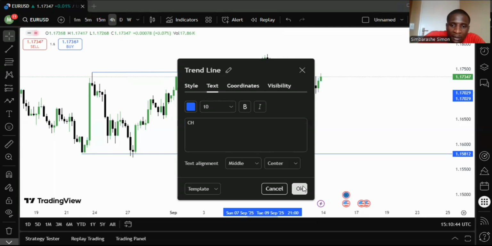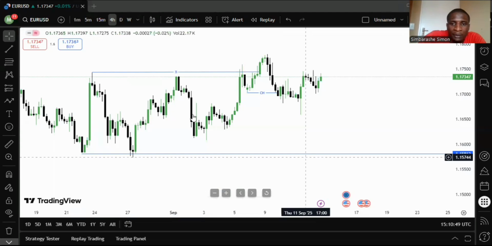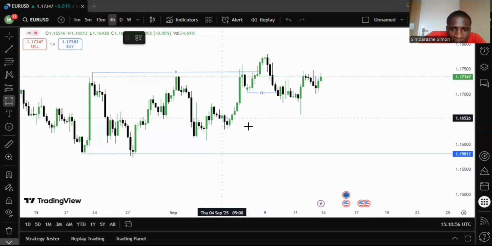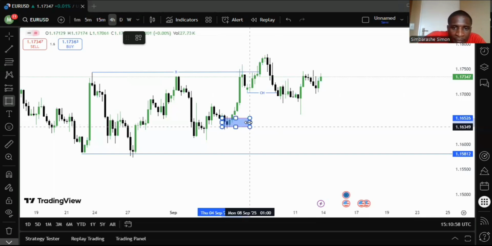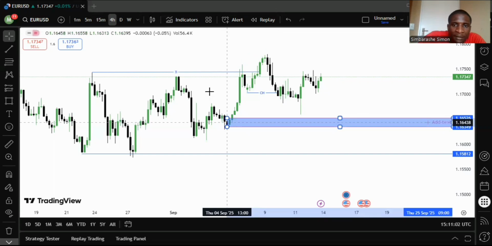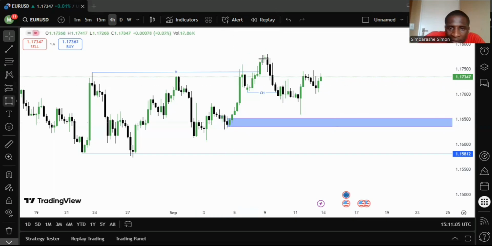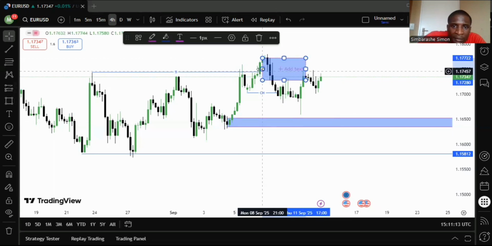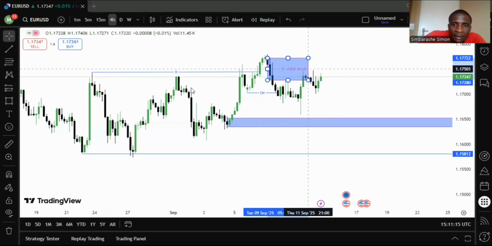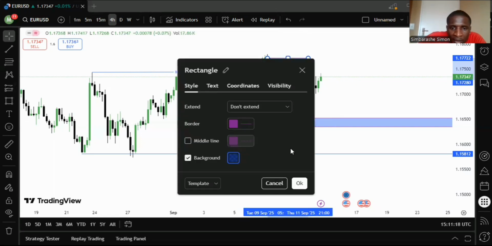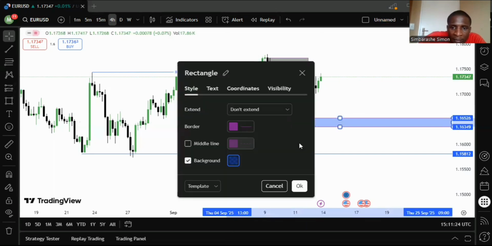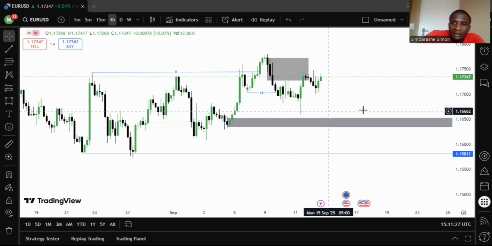I can say CHoCH. Then here I can say BOS, which is break of structure. Then here we have a good demand zone. Maybe I can mark here something like this. Once we made this simple change of character, we can mark this supply zone. I'm going to change the color for this one, so let me put it to gray, same as this one. So for 4 hours, this one, guys.